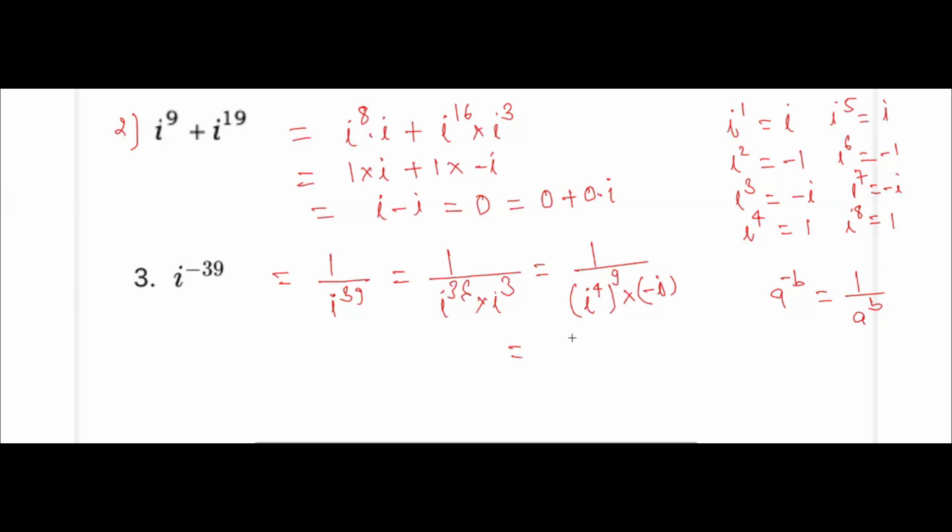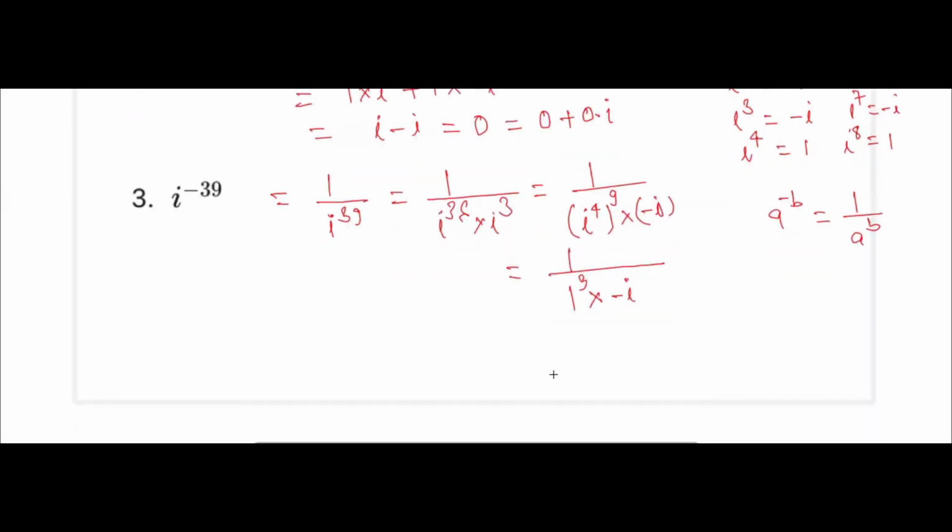Now, i to the power 4 will be 1, so 1 to the power 9 will be 1 itself, into minus i. We have got this, and now this is in the denominator. So we will try to multiply it by something. You could multiply with minus i or i, anything. So let's multiply with i itself in the numerator and denominator. What will happen? The numerator will become i and the denominator will become minus i square. And i is fine, but minus i square is minus 1 into minus 1, which will become plus 1 here. So this eventually will become i itself.